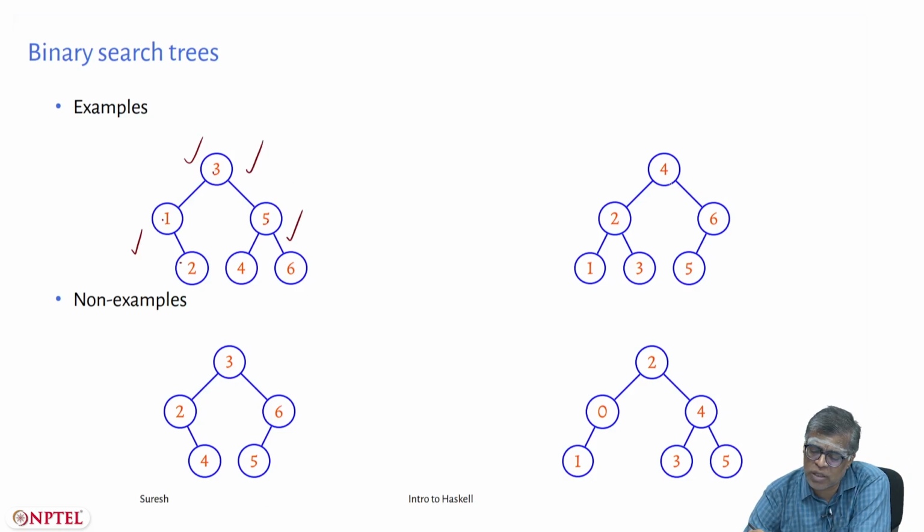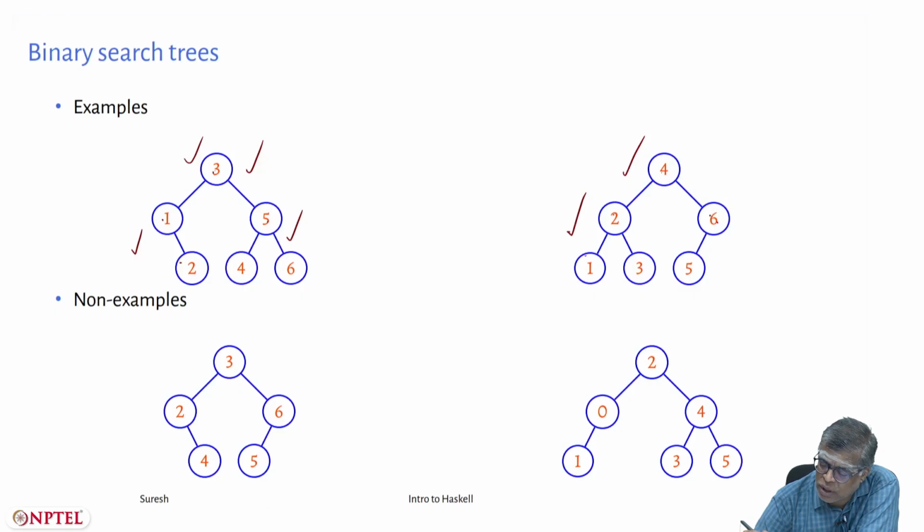Here you have another binary search tree, 4, to the left is 1, 2, 3, to the right is 5, 6. Go to the left 2, to the left there is 1, to the right there is 3, so this part is okay. And go to the right 6, to the right there is nothing, to the left there is 5, so this part is okay.